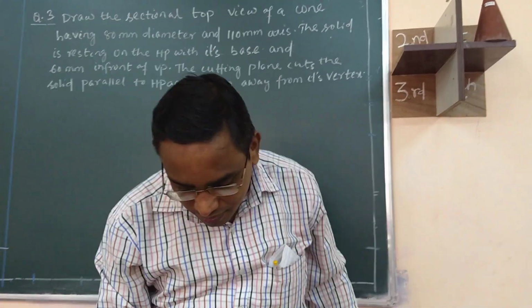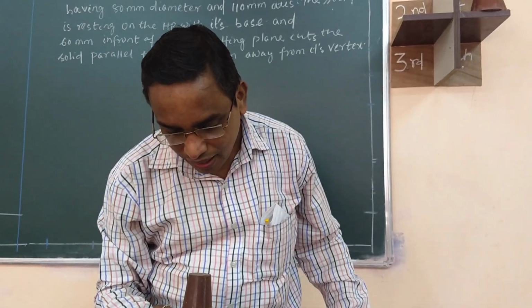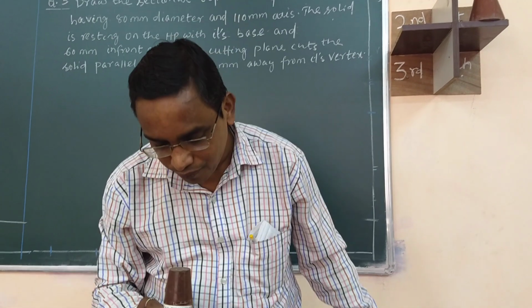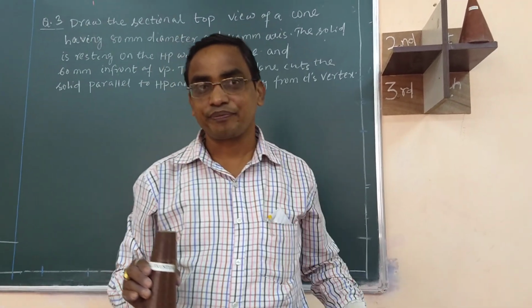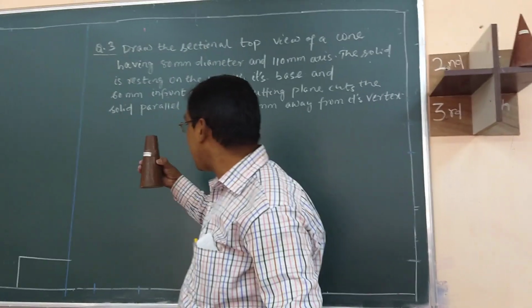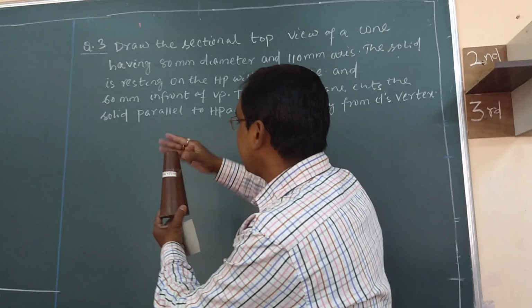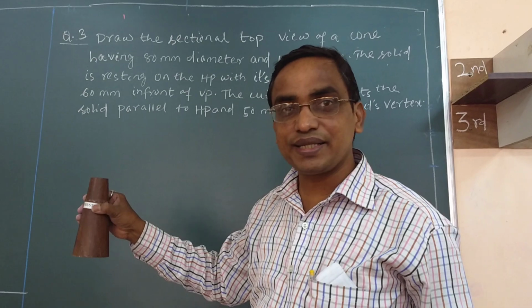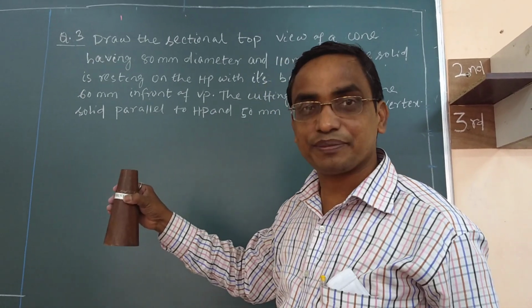And when I observe from the top, what do I observe? I observe a small circle plus a big circle in the top view, two concentric circles. And in the front view, what do I observe? I will mark it, it becomes a straight line. It becomes a straight line, simply you join. Means it is a trapezium.